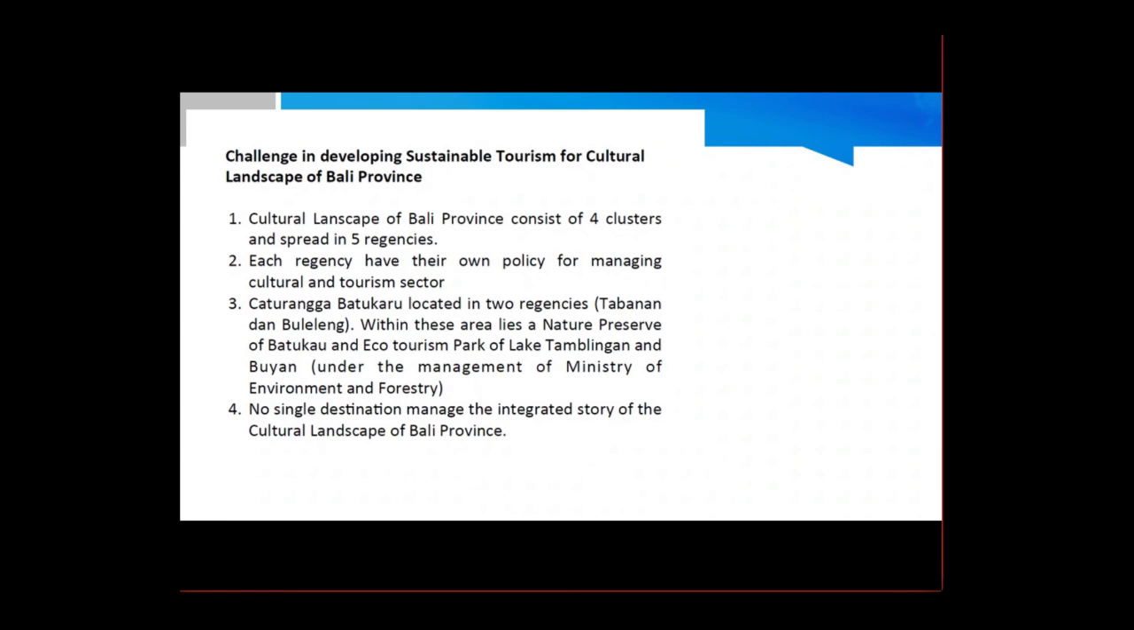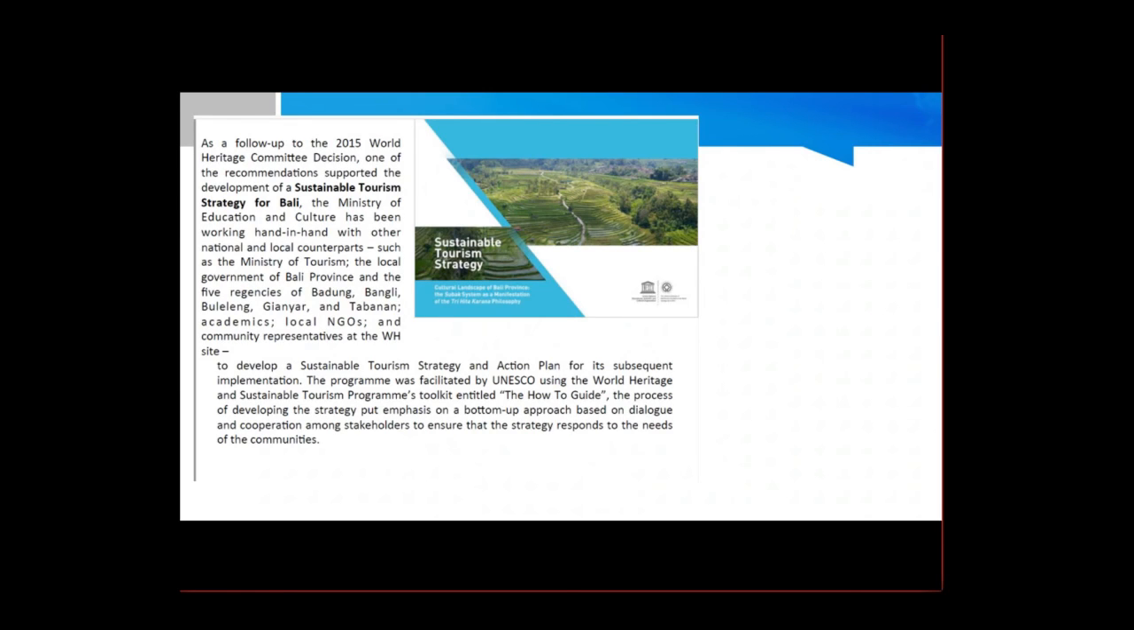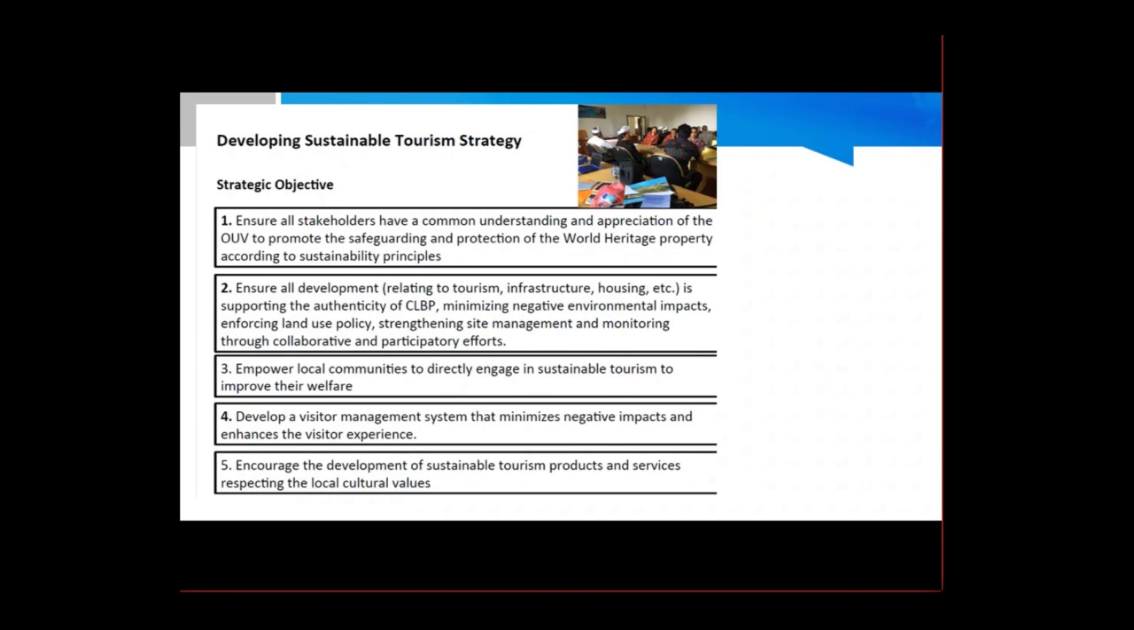And ecotourism park of Lake Tamblingan and Buyan is another area under the Ministry of Environment and Forestry, and this can be another consideration under this zonation of biosphere. So no single decision managed to integrate the story of the cultural landscape of Bali province, so that is the challenge. And of course, UNESCO works closely with the Ministry of Education and Heritage. They have produced the sustainable tourism strategy for Bali in 2015, so hopefully the implementation, of course, needs some consensus and coordination across the government agencies, multi-level, not only national, sub-national, province, and also the regency itself. So it's really complex multi-level governance in this case study.